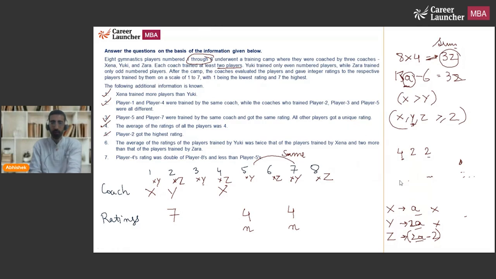we have these number of players. X definitely has 4 players under him or her, Y to Z2. And we'll have to check what A comes out to be. This is 4A plus 4A, 8A, and 2A into 2, 4A, so 12A.